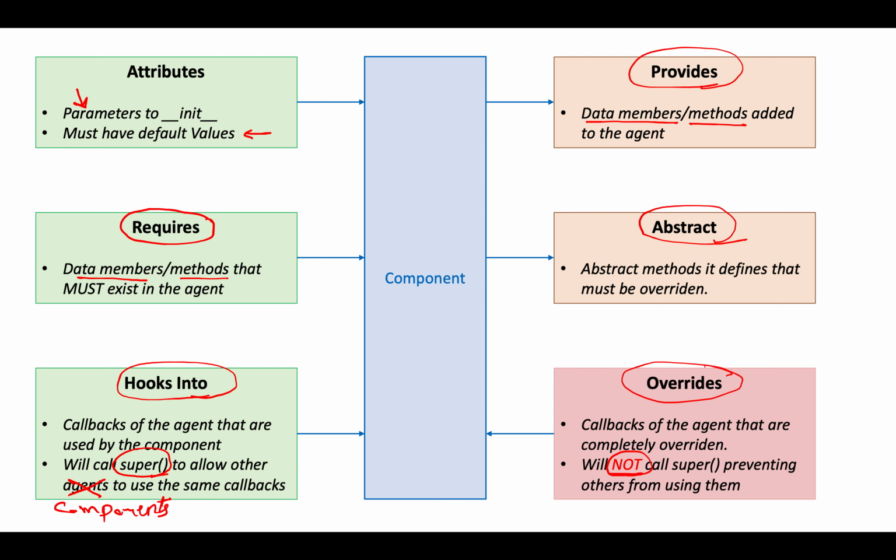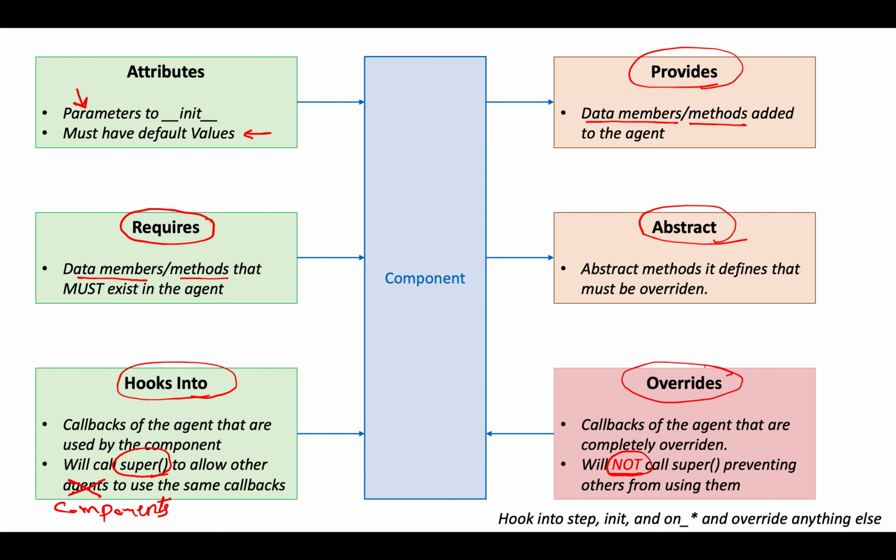So these are all the components of a component. And notice that not every component has all of these. Some components, for example, do not have any abstract methods. Some components do not require anything. Actually, most components do not require anything. Okay, that seems very abstract. Let's just go into specific details.